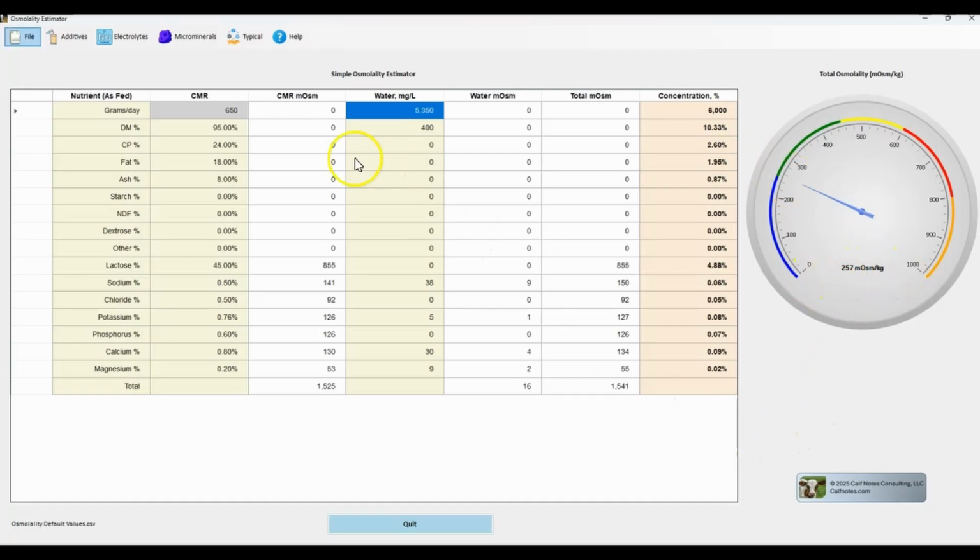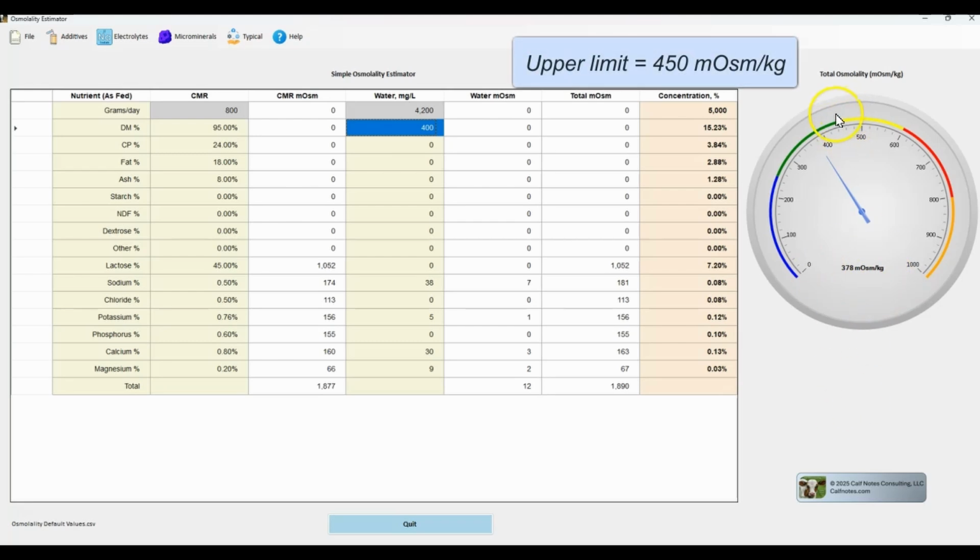Now let's look at the effect of increasing solids concentration. I'll increase the milk replacer to 800 grams and reduce the water to 2,400 milliliters, creating a 5-liter solution. The solids concentration recalculates to about 15%, and the osmolality increases to 378 milliosmoles per kilogram. Since our upper acceptable breakpoint is 450, we're still in the green zone.